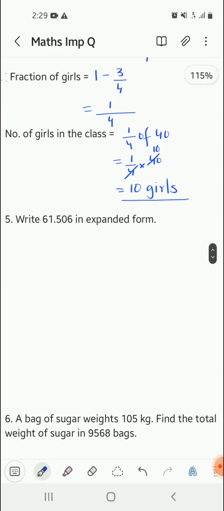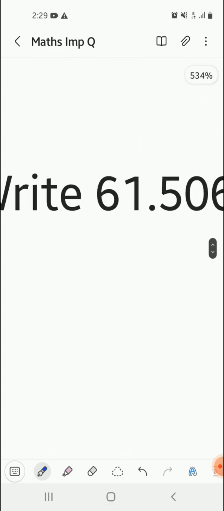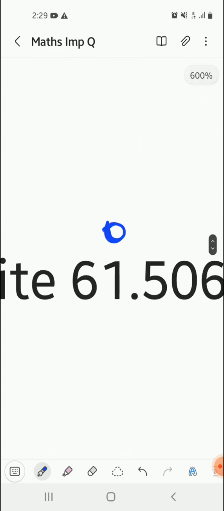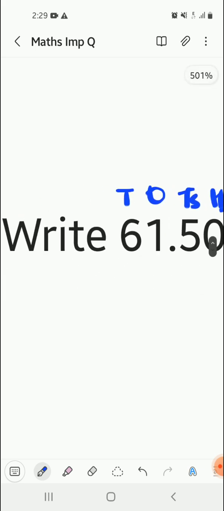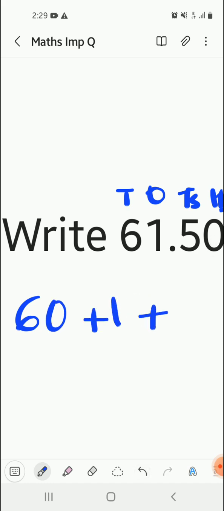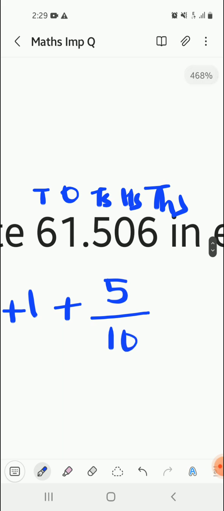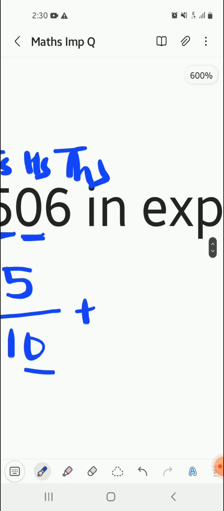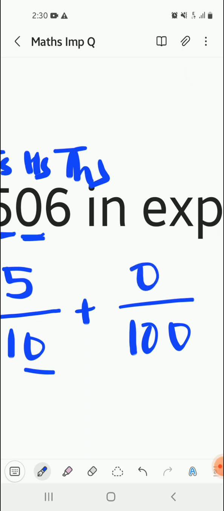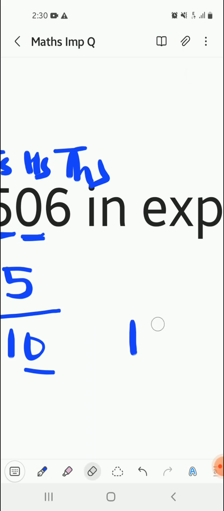Moving on, write 61.506 in expanded form. See, this is the number. This actually means ones, tens. And to the right of the decimal point, we have got tenths, hundredths, and thousandths. So for this, we are going to write it as 60 plus 1, plus 5 by 10, because there is one place after the decimal point. Plus 0 is in the second place, so there will be 2 zeros here, and here there is 0. You may or may not write it, so we will omit this.